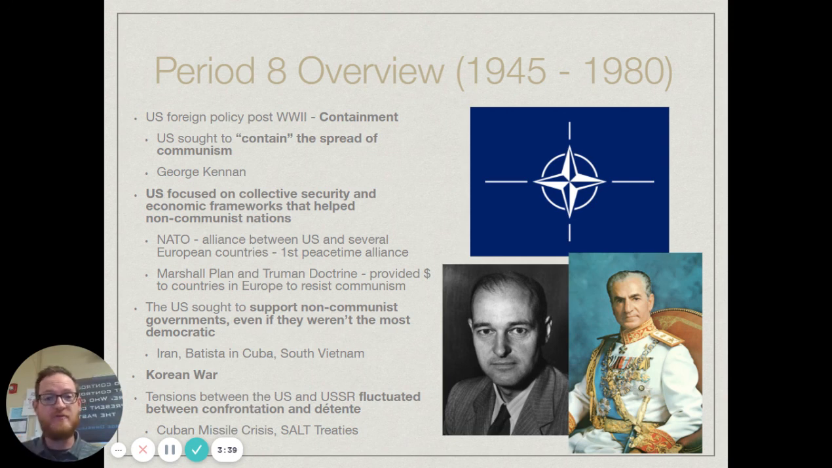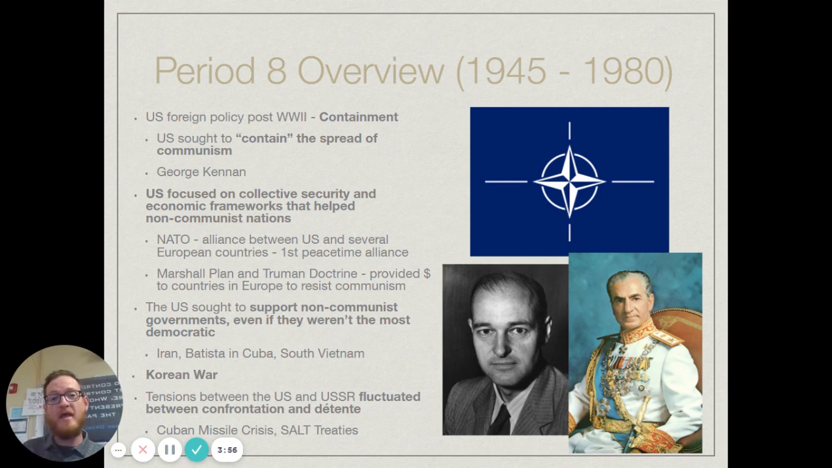You also hear this referred to as the Truman Doctrine. A lot of times people use those two terms interchangeably when talking about containment. Containment was part of the Truman Doctrine, and the Truman Doctrine is more of the way that Truman played that out as president and some of the things that he did.